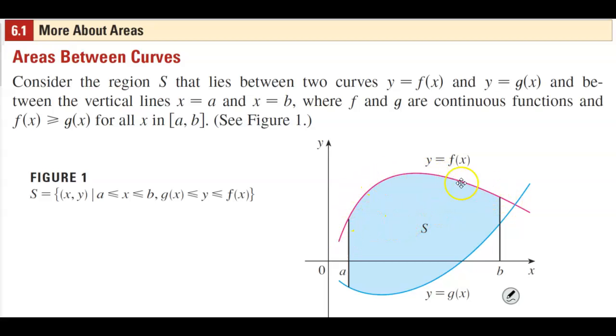The curve above it is y equals f of x. The curve below it is y equals g of x. And it's in between the vertical lines x is equal to a and x is equal to b, where those two functions f and g are continuous functions, and the function above is greater than or equal to the function below, meaning f of x is greater than or equal to g of x, for all x that's in between a and b.